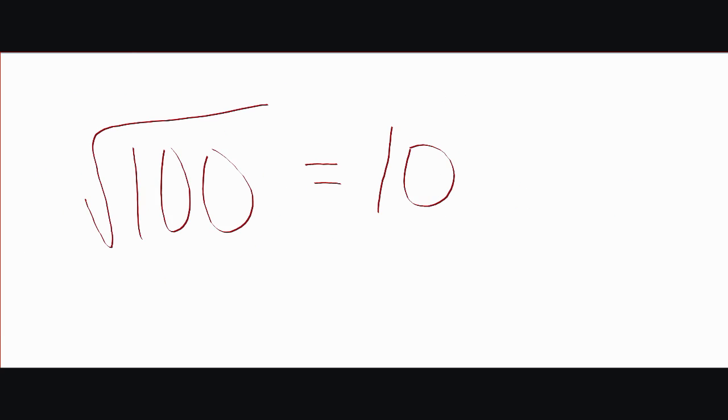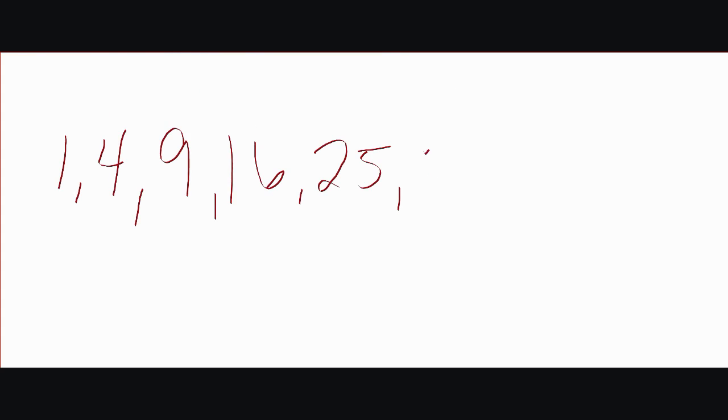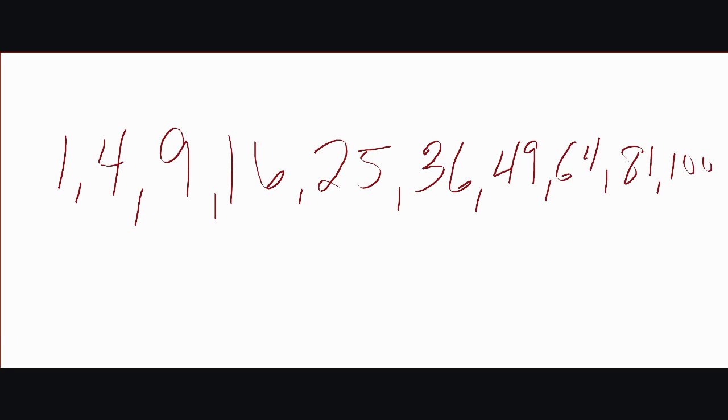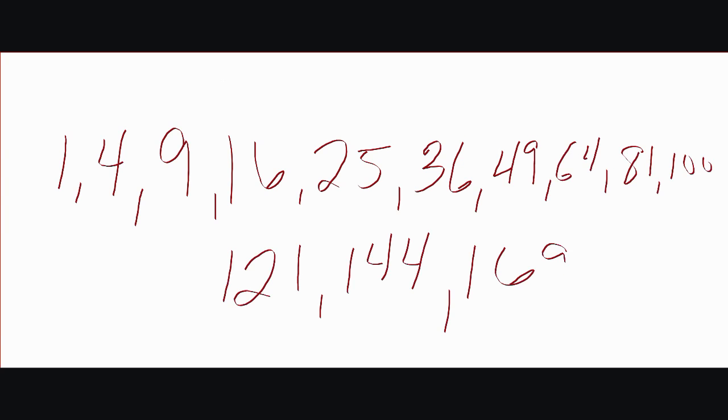So in general, it's important for you guys, when you're looking at radicals, to remember your perfect squares. And the perfect squares are 1 times 1 is 1, 2 times 2 is 4, 3 times 3 is 9, 4 times 4 is 16, 5 times 5 is 25, 6 times 6 is 36, 7 times 7 is 49, 8 times 8 is 64, 9 times 9 is 81, 10 times 10 is 100. And then I'll give you a couple more. 11 times 11 is 121, 12 times 12 is 144, and 13 times 13 is 169.